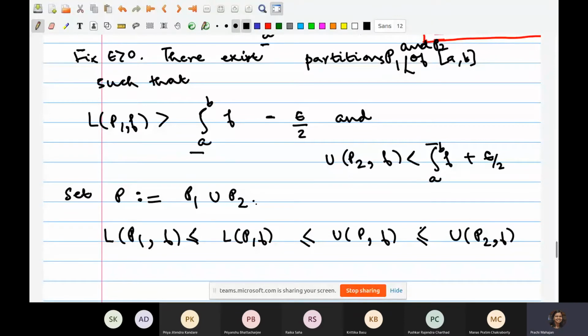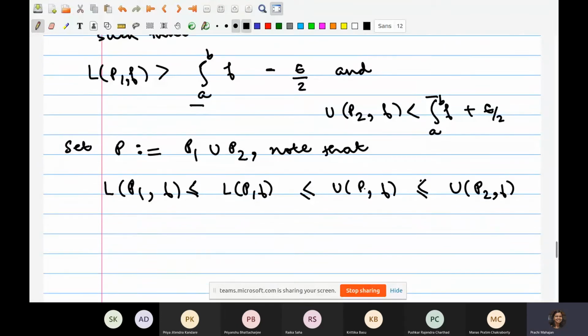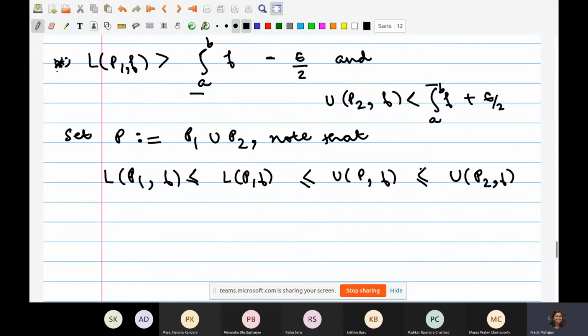So setting P as the common refinement, note that the following is true. Is that okay? And now I will put it together with this inequality star. So if I put it together with this inequality star, then what will I get? So what do I mean by that? I will use this.